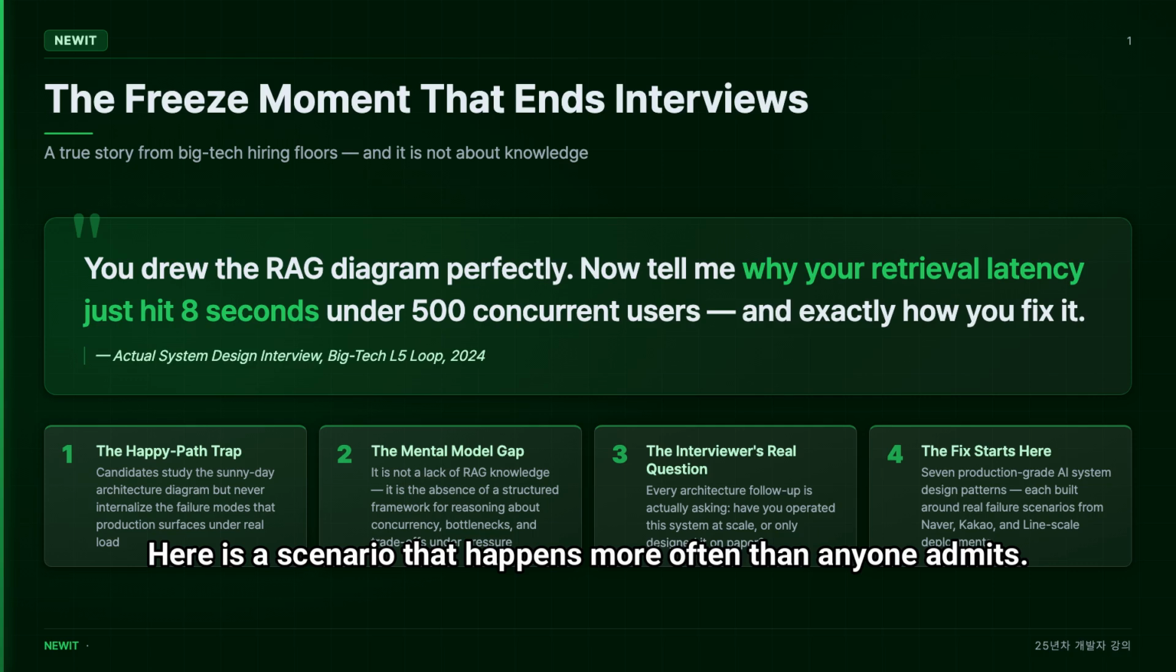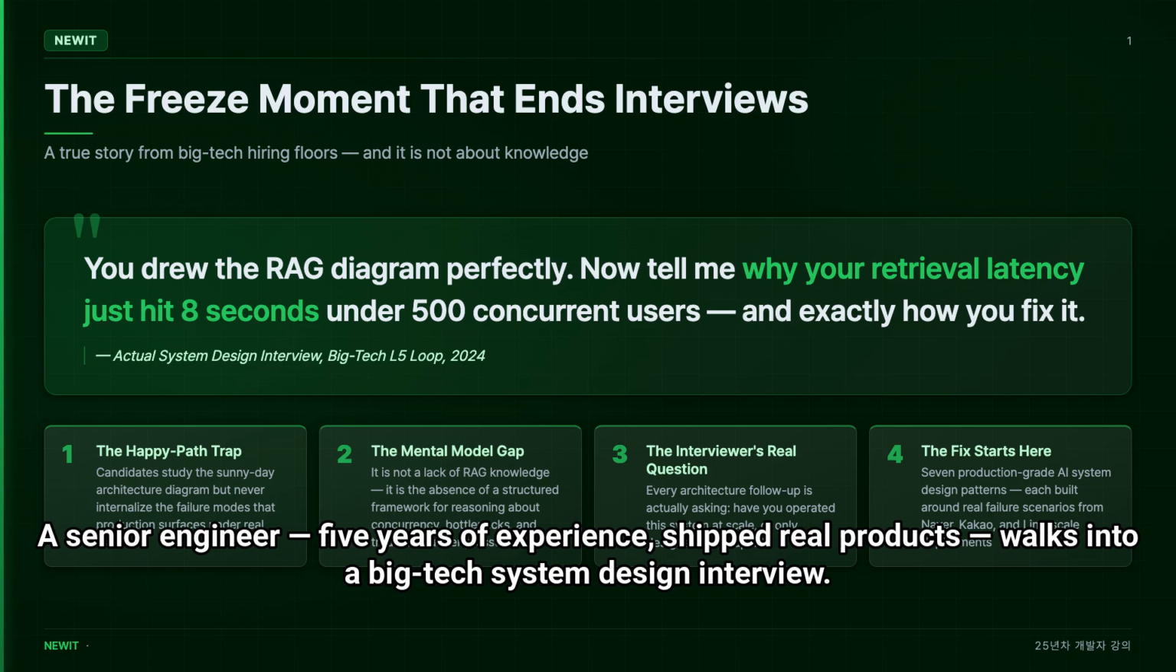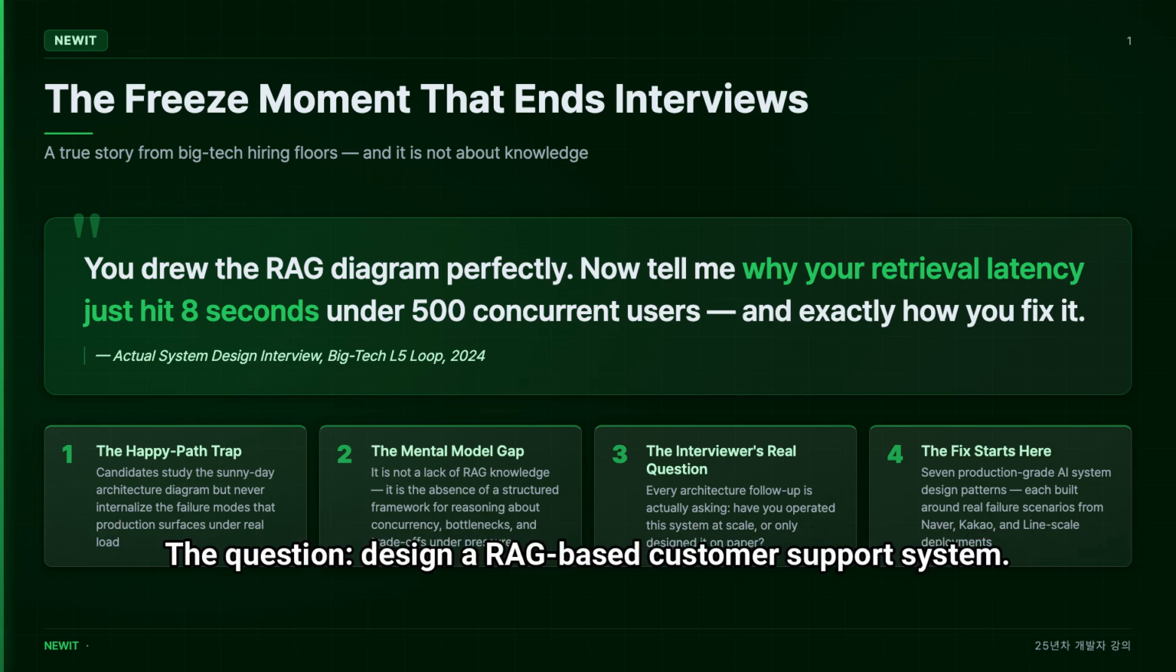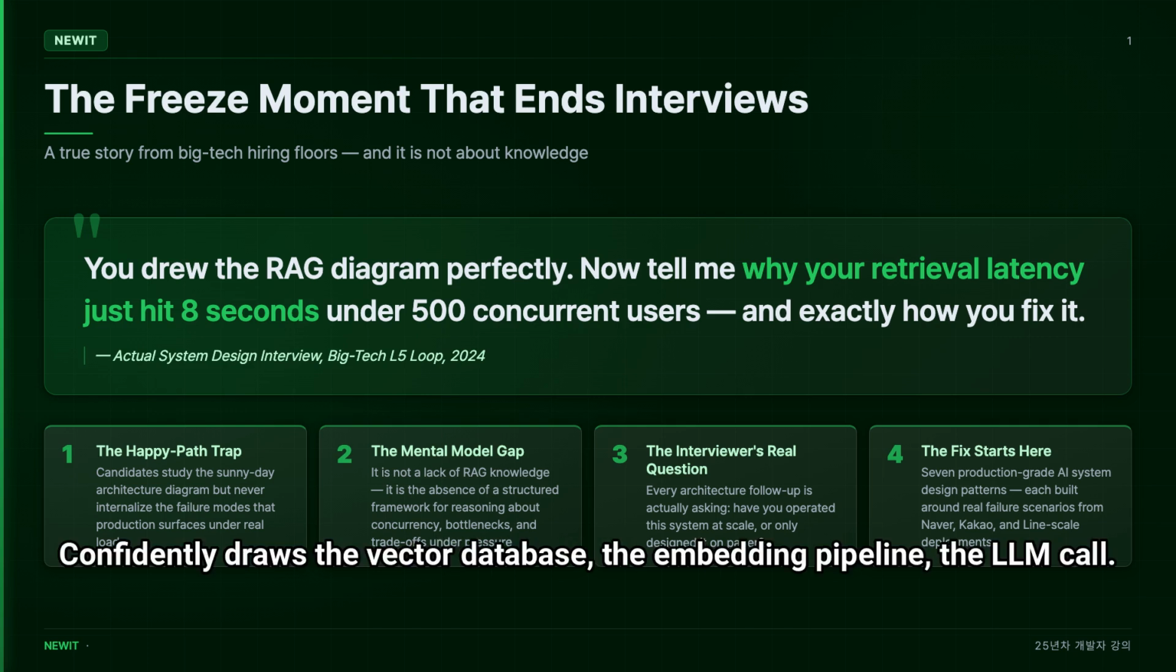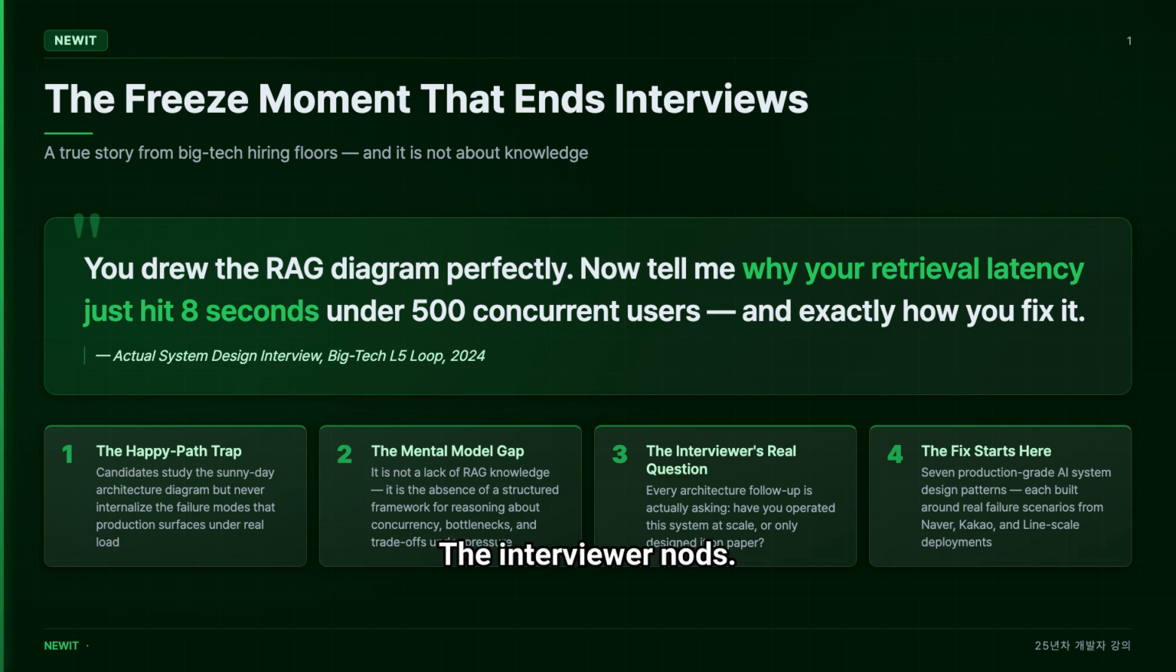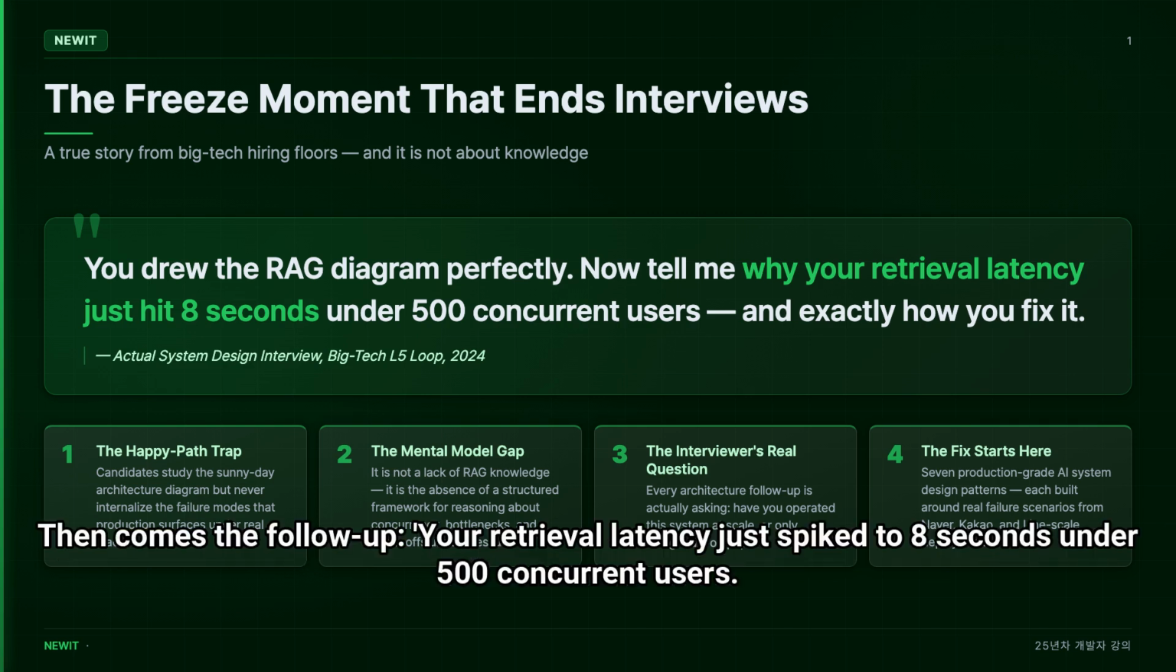Here is a scenario that happens more often than anyone admits. A senior engineer, 5 years of experience, shipped real products, walks into a big tech system design interview. The question: design a RAG-based customer support system. They nail the opening, confidently drawing the vector database, the embedding pipeline, the LLM call. The interviewer nods. Then comes the follow-up.